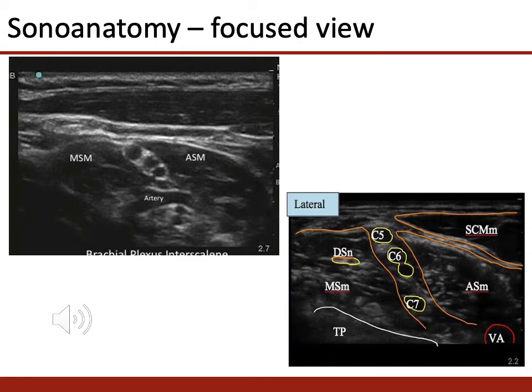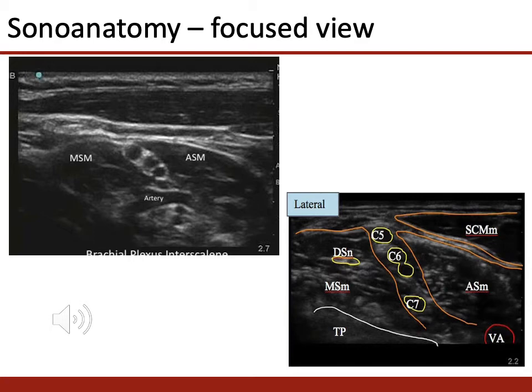And we can also see some other important structures. So we can see C7 in the deep part of the sonoanatomical image there. And we can also appreciate the dorsal scapular nerve sitting within the middle scalene muscle. In terms of differentiating when live scanning between what is a bifid C6 and what is a C7, that's where we use our depth on our ultrasound machine to appreciate the nerve roots as they move into the vertebral column as we move more cephalad.